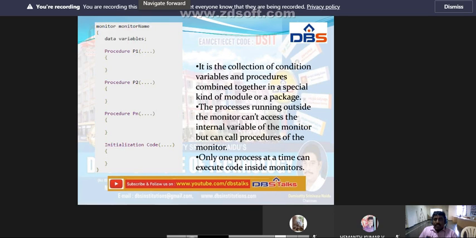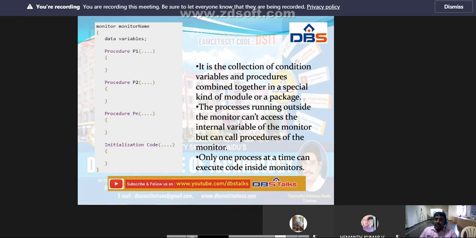Next, what is the syntax of a monitor? We have the monitor name, then variables, then procedure 1, procedure 2, procedure 3, and so on up to n procedures. Next is the initialization code. It is a collection of condition variables and procedures. Variables and procedures are combined together in a special kind of module or package, so both are combined in one place.